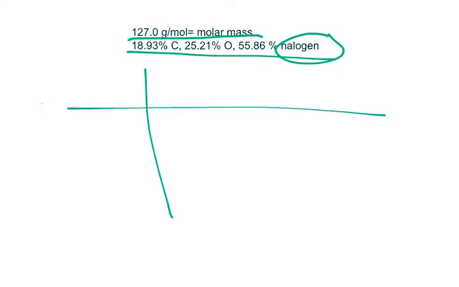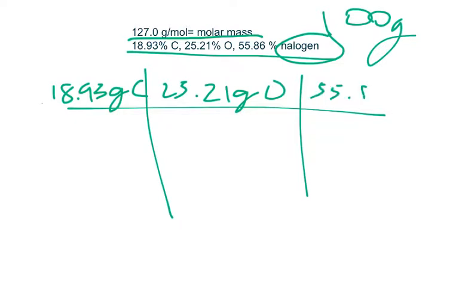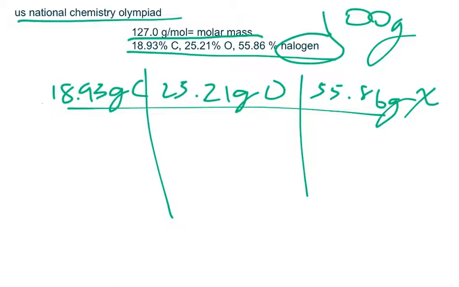So let's assume 100 grams exactly, and that means we have 18.93 grams of carbon, 25.21 grams of oxygen, and 55.86 grams of a halogen, which I will label as X. Now, this is a problem that comes from the U.S. National Chemistry Olympiad, so naturally this problem will be a bit challenging, but with perseverance, any problem can be solved.